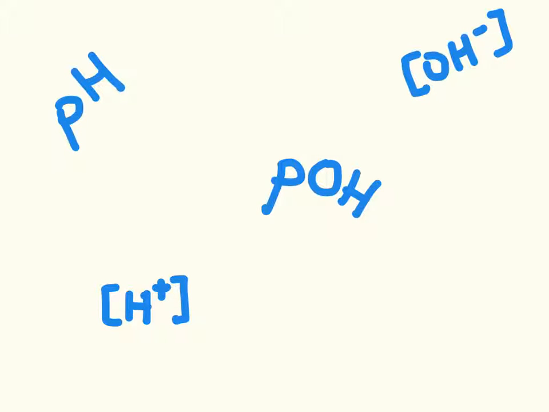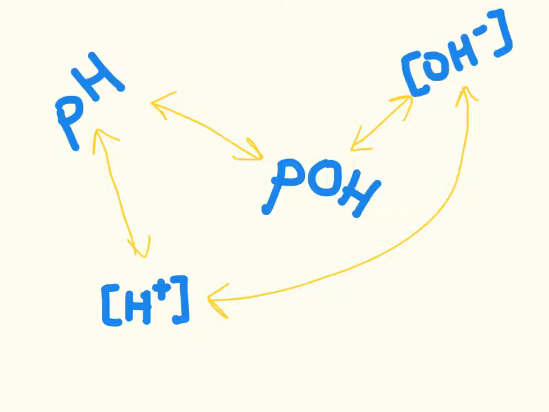In this video tutorial, we're going to work on conversions between pH and hydrogen ion concentration, pH and pOH, pOH and hydroxide ion concentration, and finally hydroxide and hydrogen ion concentrations. You need to get fluent in all of these.